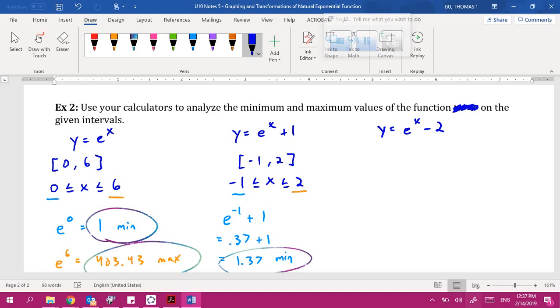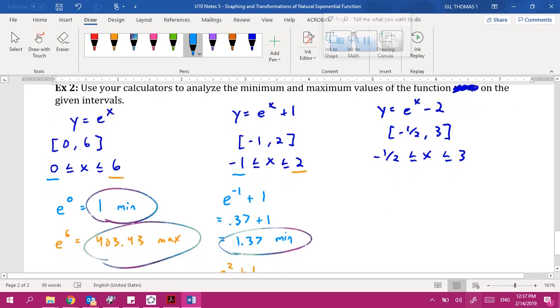Y equals e to the x minus 2. This time the interval is going to be from -1/2 to 3. Okay, so can you tell me how I would find the minimum here? The minimum would be -1/2. Right, but how would I find it? E to the negative 0.5, minus 2. Alright, so what is e to the negative 0.5?